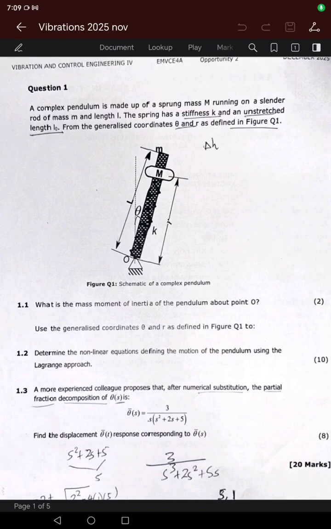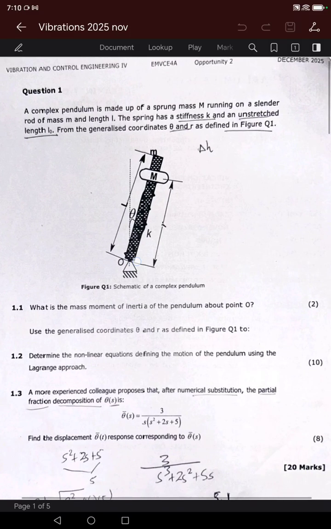We have generalized coordinates, which are theta and r. So the first question says, what is the mass moment of inertia of the pendulum about point O? So we're looking for the moment of inertia about O here at the pivot point. Okay, and then they say we have to use the generalized coordinates theta and r as defined in figure Q1.